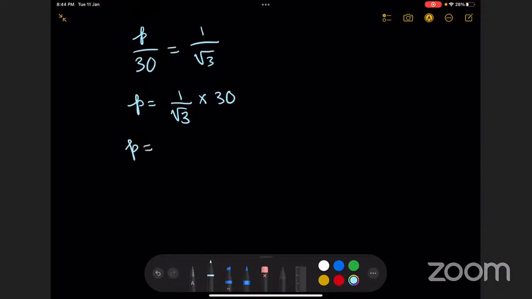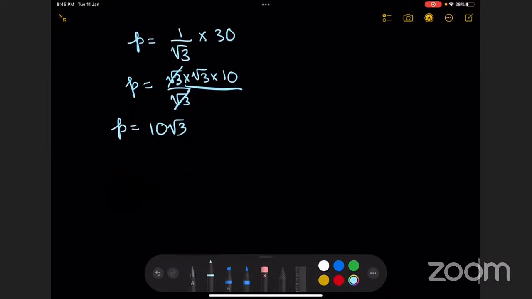Which also just means 30 upon root 3, except it can be written as root 3 times root 3 times 10, over root 3. Therefore, these cancel out and we have the perpendicular as 10 root 3, which is the height of the tower. Therefore, the height of the tower is 10 root 3 meters.